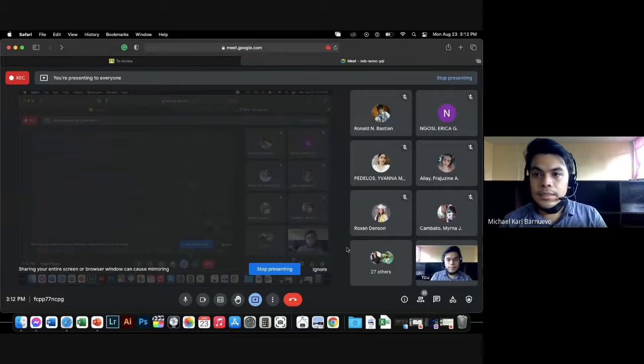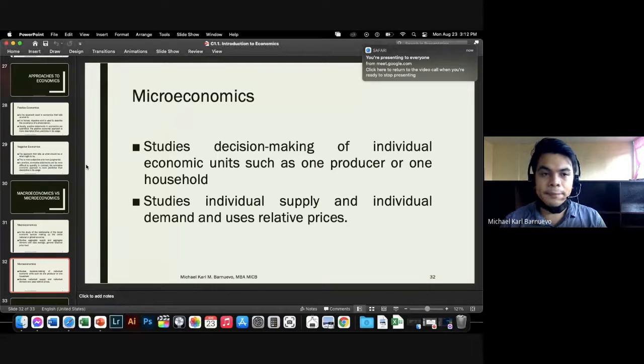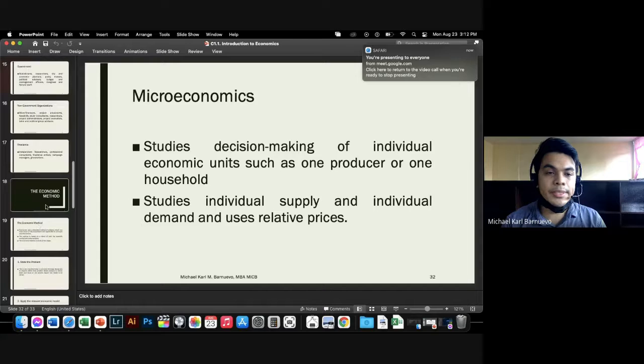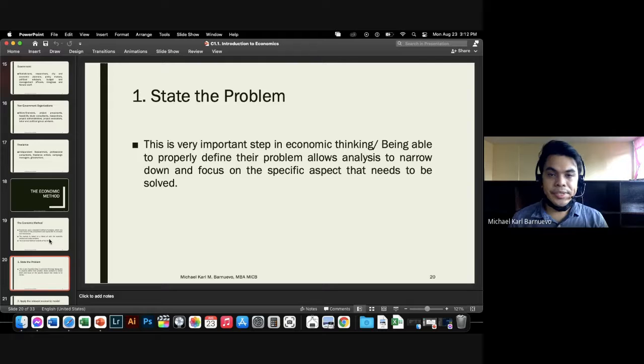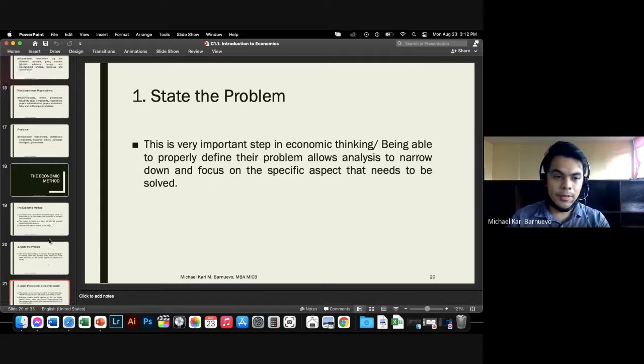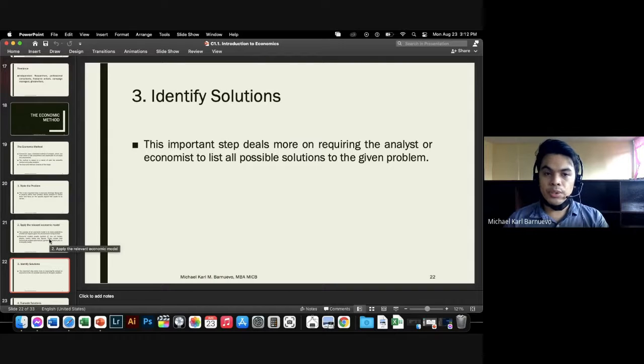Sige. Our last meeting, we have discussed about the economic method. Now, let's just have a recap. Ano ba ang economic method? So this is the step-by-step process on creating solutions to an economic problem. First is stating the problem or identifying the problem. Next is applying the relevant economic model, which we are going to discuss as we go on through this course. Third, identify solutions. And when we say solutions, it should not be only one. It should be multiple solutions.